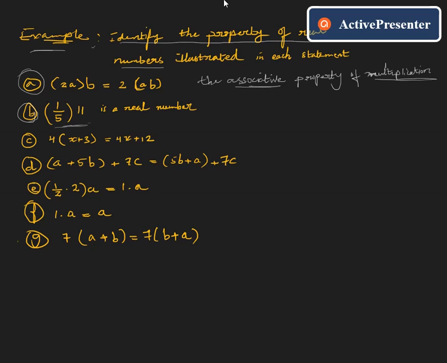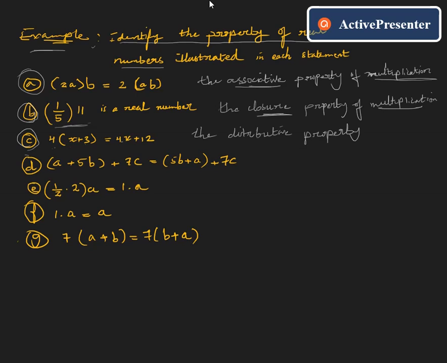This is called the closure property of multiplication. The third question, question C: we see here there is a multiplication and addition involved. When we have multiplication and addition involved, we may think of the distributive property. 4 multiplied in x plus 3 is 4x plus 12, which is the distributive property.